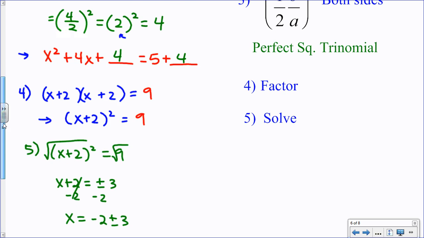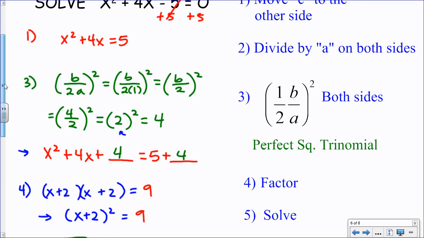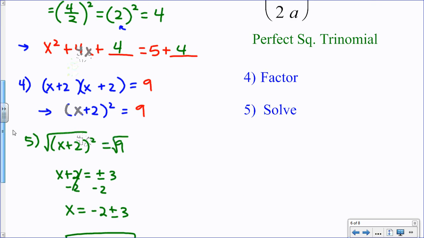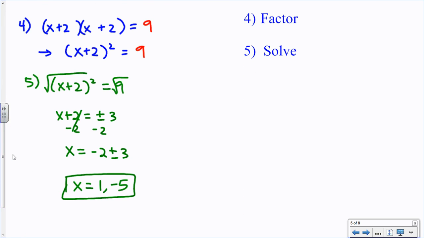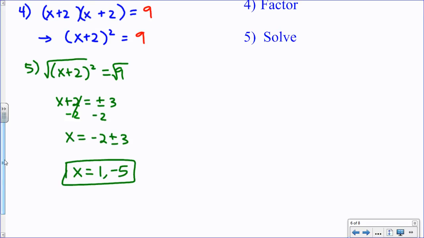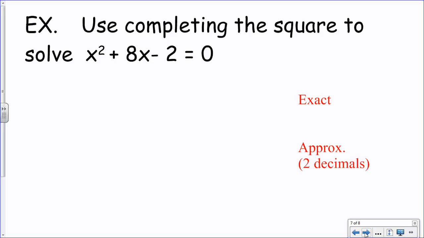Okay, so that seemed kind of long. We'll do another example and we'll shorten it up a bit. We had to make sure we went through every single piece this first time. And so we'll shorten it up a little bit for this next example. I'm still going to go through all the steps, but I'm not necessarily going to write each one. So use completing the square to solve. We're going to write our answer as an exact answer and an approximate answer.